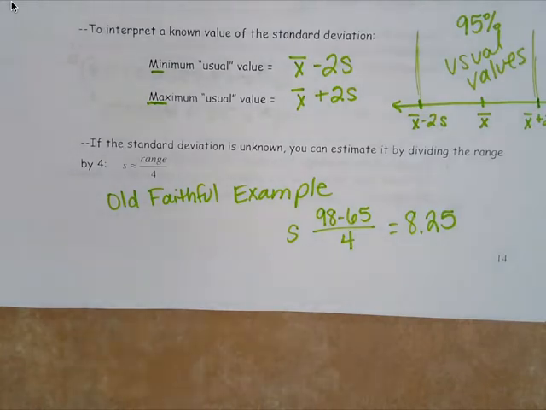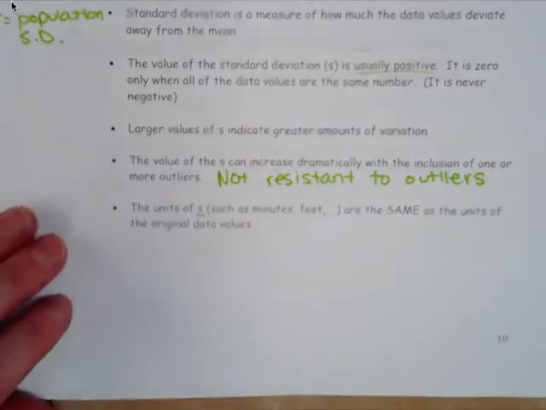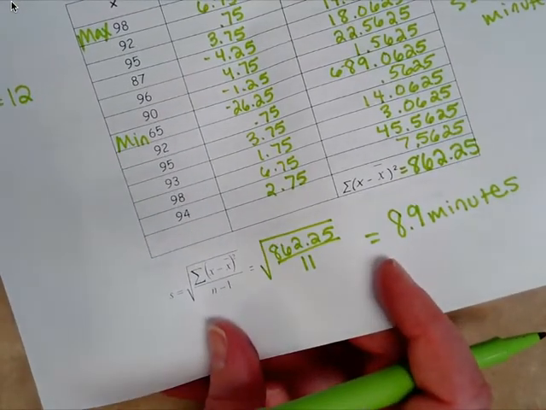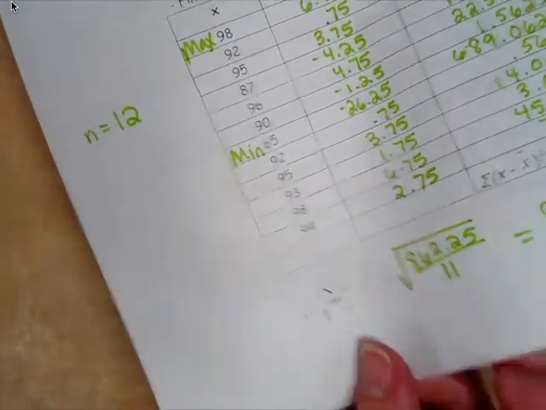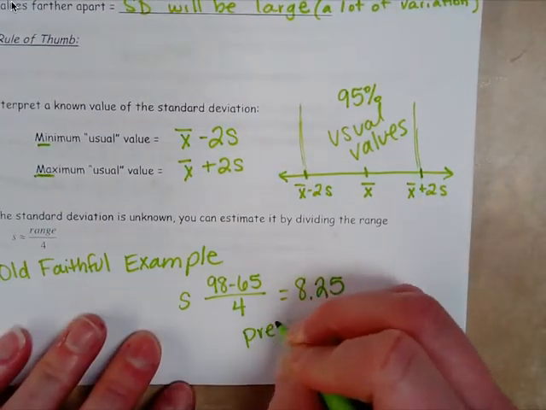All the values that we needed for this kind of estimate is your max and your min. So let's compare that to what we actually got. It's 8.9. That's pretty close. 8.9 compared to 8.25. It's pretty close to the actual.